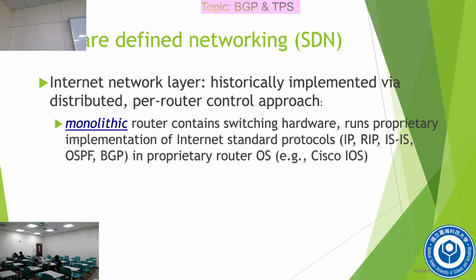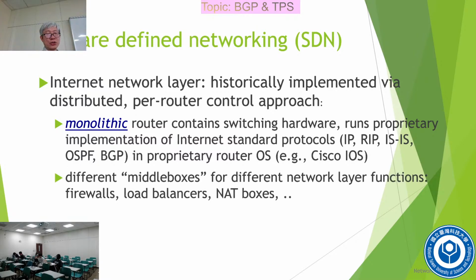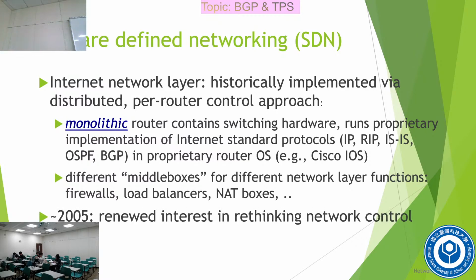In the following, we don't use the monolithic way. According to the time, we had switching hardware running proprietary implementations of Internet standard protocols, for example IP, IS-IS, similar to OSPF and BGP. This is the initial way, and later we have middleboxes, including firewalls, load balancers, NAT boxes, etc. With all these, we have software considerations, so we think about how to have the network control plane. Of course, we already have SDN.